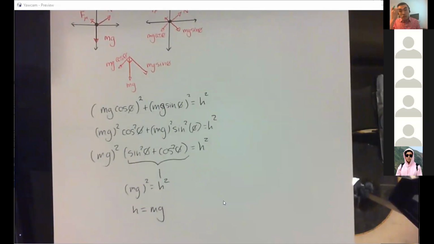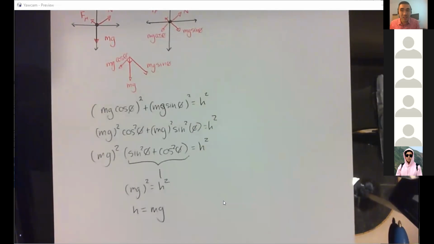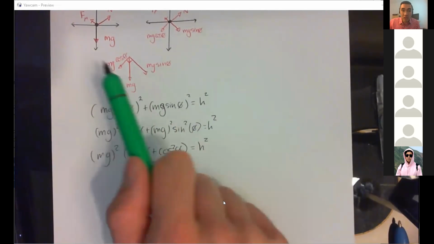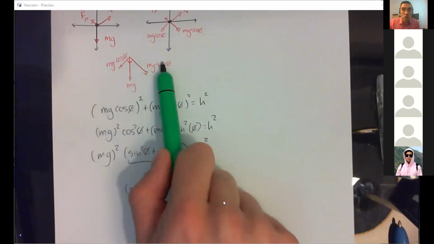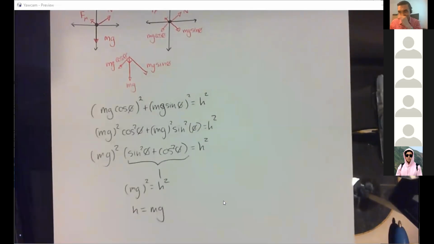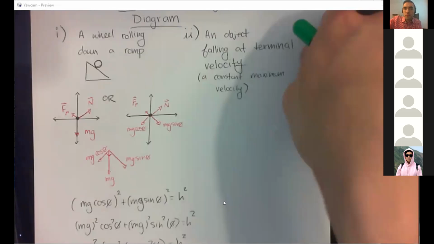So keep in mind, whenever you are splitting up some vector using trig, do not double list it, because you're basically saying that it is present twice. You should never draw this. You are either writing out the components or writing out their sum, but not both. Is this okay? Yep. Okay.